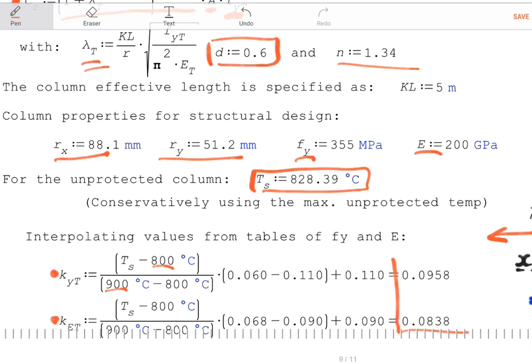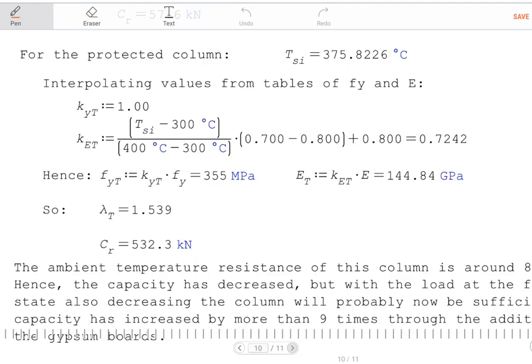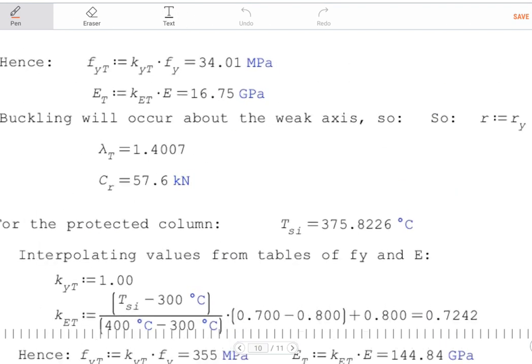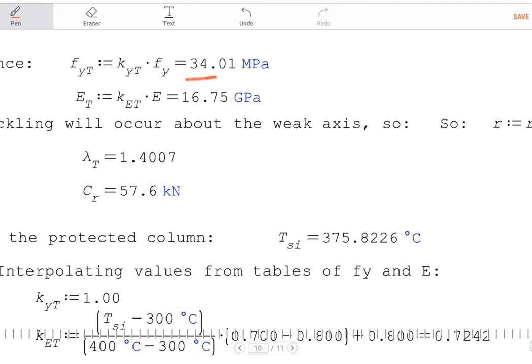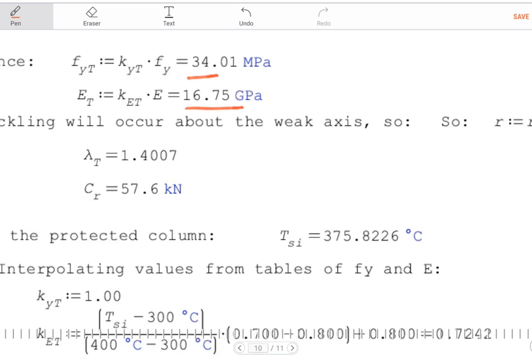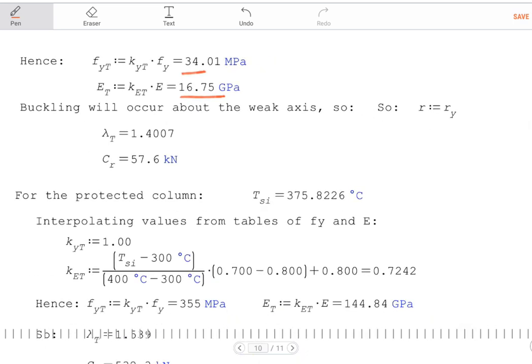And you can see our final answers are less than 0.1, i.e. we've got less than 10% of the capacity left over. So we've got a very weak column now at 828 degrees Celsius. So continuing on, you can see we've got 34 MPa. We started at 355, and we've got 16.8 GPa of stiffness of Young's modulus, and that started at 200.